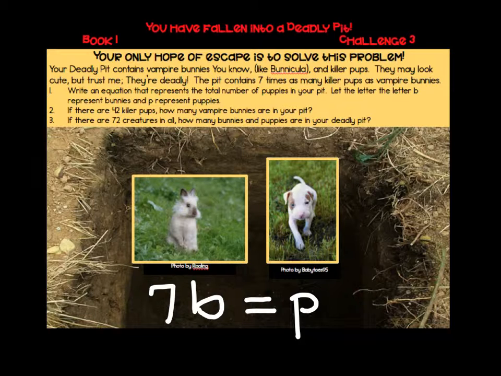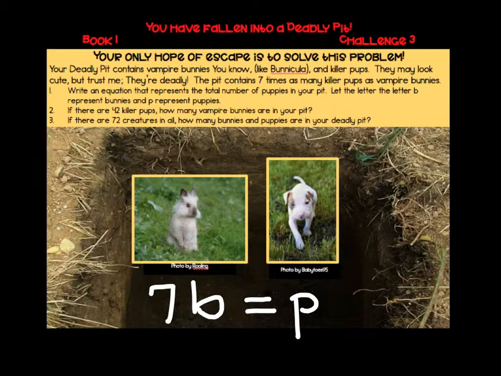Hey, if you got that wrong, no worries at all. Pause the video, fix your mistake. That's the fastest way to learn. And now let's move on to challenge part number 2, right? If there are 42 killer pups, how many vampire bunnies are in your pit?